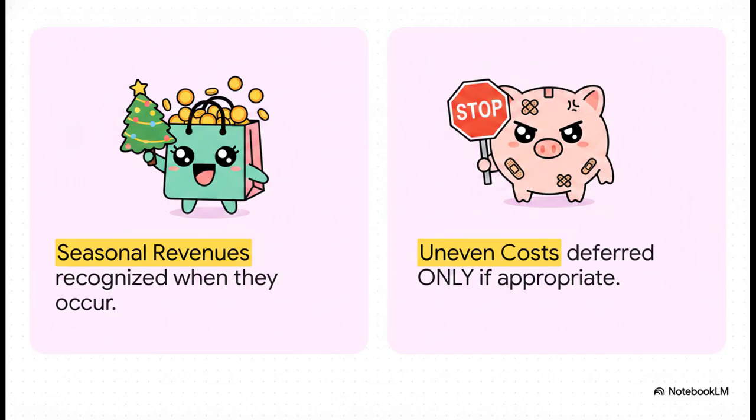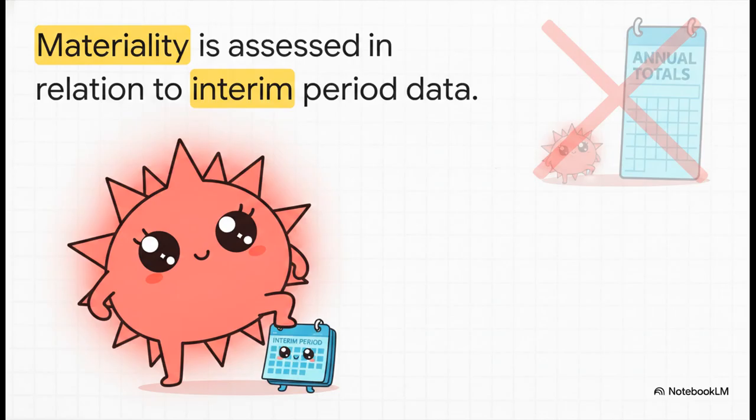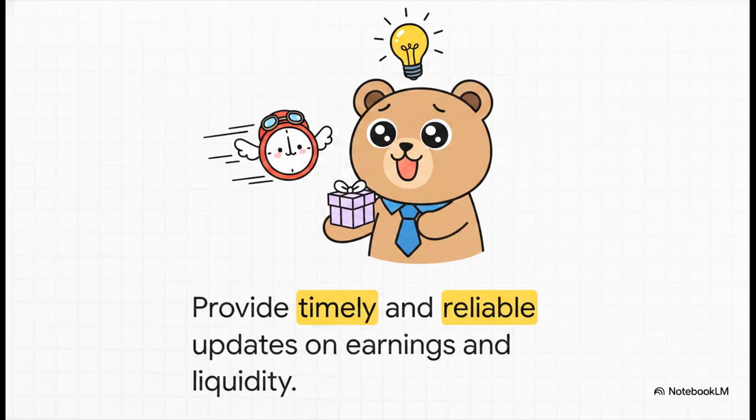And similarly, costs that are incurred unevenly can only be anticipated or deferred if it would be appropriate to do so at the end of the full financial year. When we talk about materiality, meaning deciding if a number or an error is big enough to actually matter, IAS 34 has a very clear rule. You judge it based solely on the interim period figures themselves. You do not base it on your massive projected annual totals. This brilliantly prevents companies from burying significant mid-year errors by saying, oh well, it looks small compared to the whole year's revenue. Ultimately, the entire purpose of mastering all these rules is pretty simple.